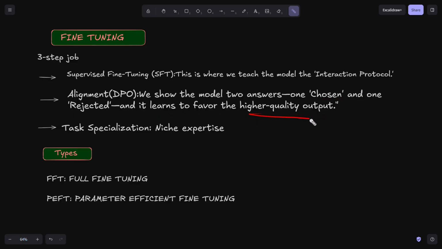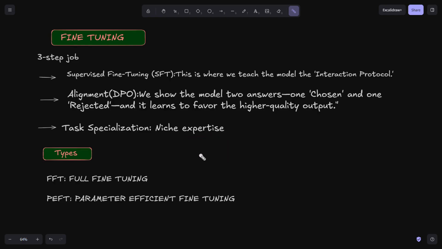What is the specific technique called? So if you said reinforcement learning, you are probably wrong, because it is DPO, or direct preference optimization. Do let me know in the comments the difference between RLHF and DPO. We'll be looking into this in detail in upcoming videos. The third step is task specialization, or preparing the model for the niche it will be used for.